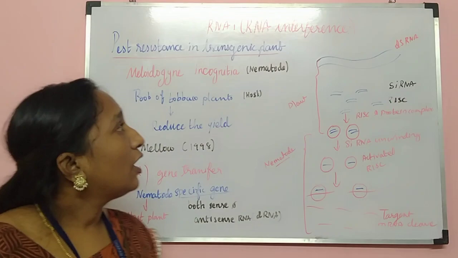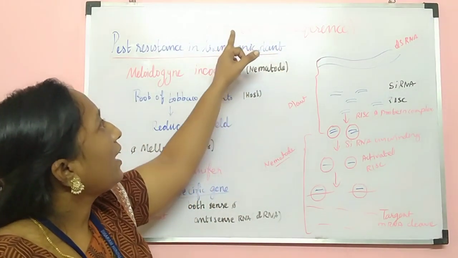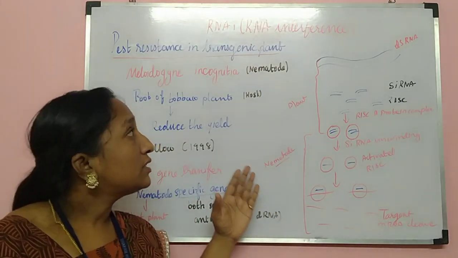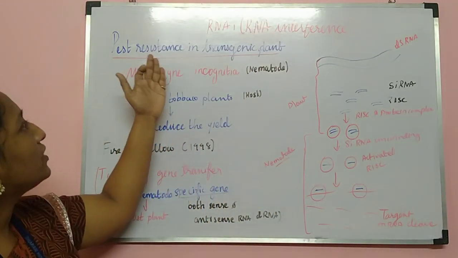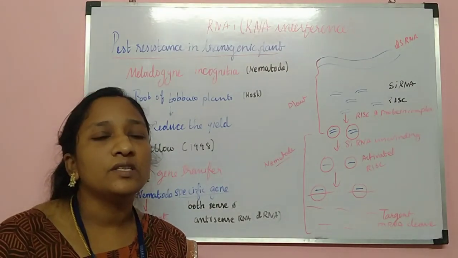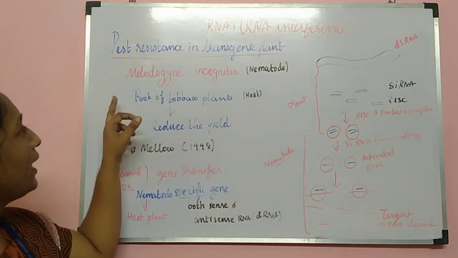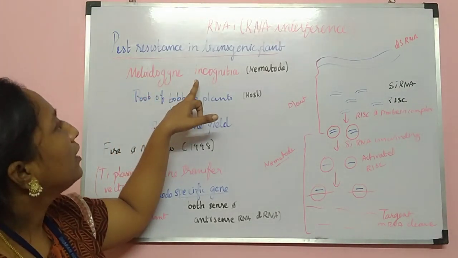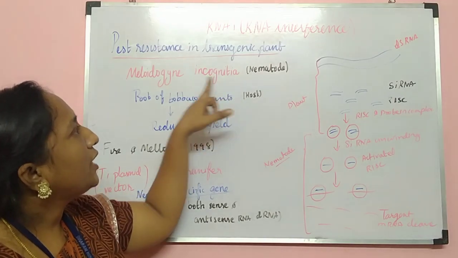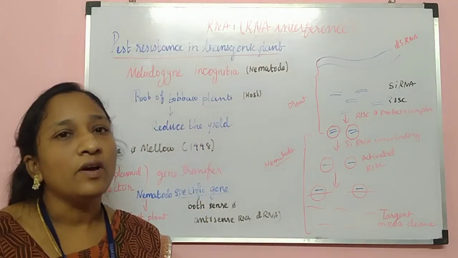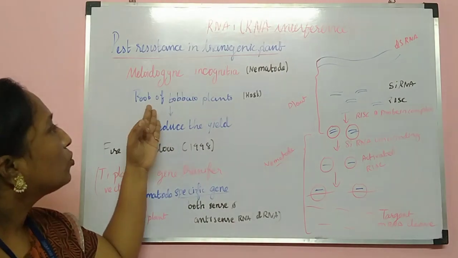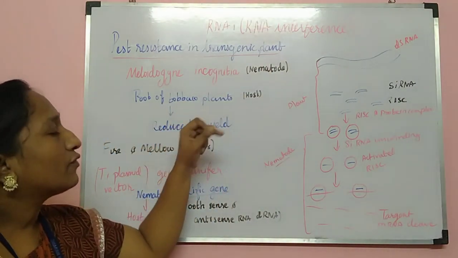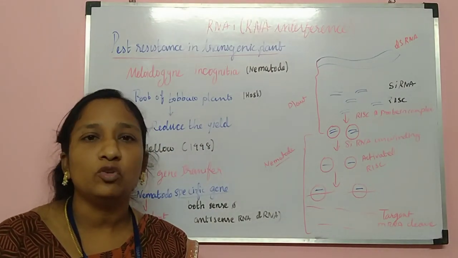Children, let's see how RNA interference works. RNAi means RNA interference, and here we see how they are practically applying this RNA to bring pest resistance into a transgenic plant. In a tobacco plant, the pest is Meloidogyne incognita, a type of nematode. This nematode attacks the root of the tobacco plant, which is its host, and reduces the yield of the tobacco plant.